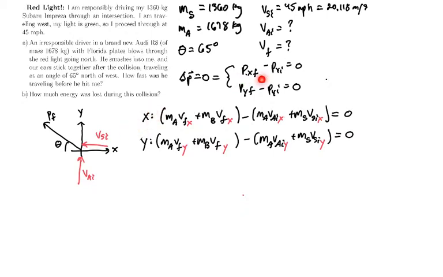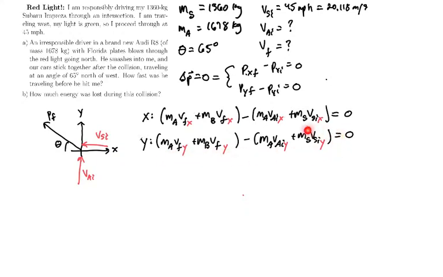First, the x direction, which comes right from here. This should be all the final momentum in the x direction. They're moving together, so this is going to be the same for both of them. Of course, it's just in the x direction, so this is VFX, and A and B. This is the initial momentum: the initial velocity in the x direction of the Audi times the mass of the Audi, and the velocity in the x direction of my Subaru times the mass of the Subaru.